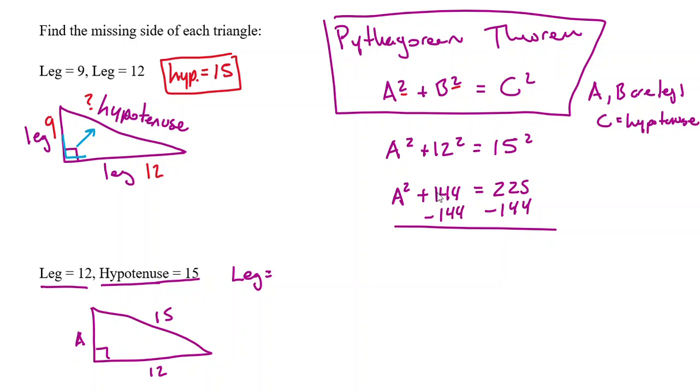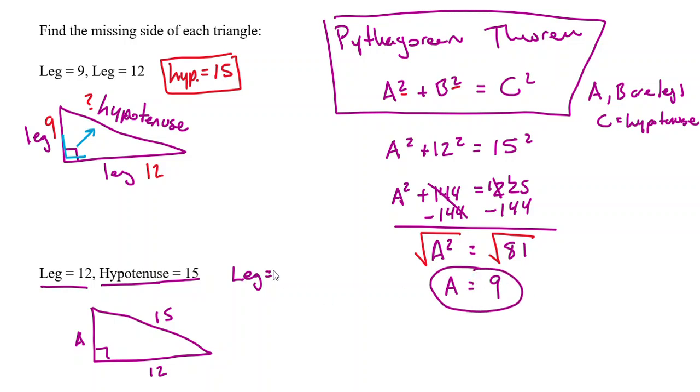Alright, so 144 minus 144 is 0, plus a squared is a squared. 225 minus 144, let's see, that's going to be a 1. 4, 12, oh, not enough, so we need to borrow. 12 minus 4 is 8. And 1 minus 1 is 0, so a squared equals 81. The way we undo the a squared is we do the square root. The square root of a squared is a. And the square root of 81, that's on our list up there. I hope you have your list memorized. The square root of 81 is 9. So a equals 9, or the other leg, the missing leg, is 9.